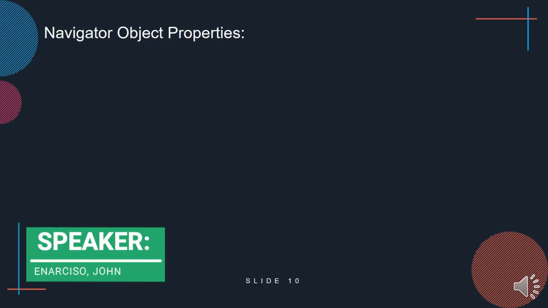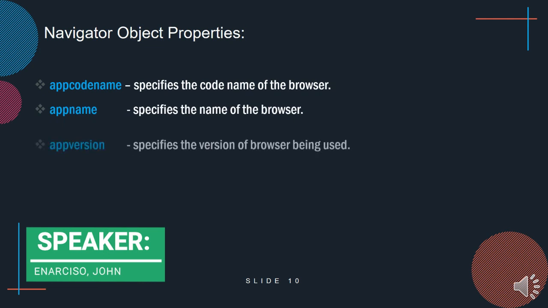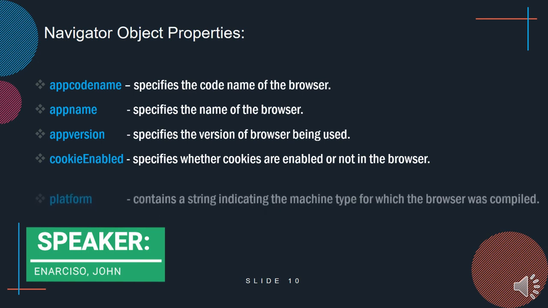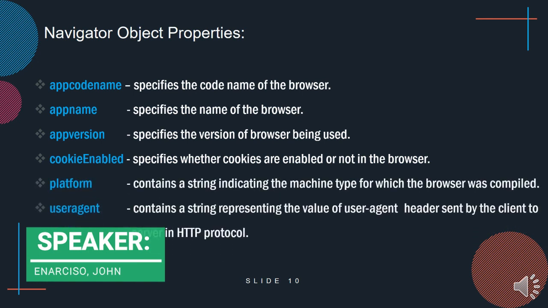Navigator object properties. The properties of the navigator object are the variables created inside the navigator object. We can access a navigator object property as navigator.propertyName, where propertyName is the name of the property. First is appCodeName, which specifies the code name of the browser. appName specifies the name of the browser. appVersion specifies the version of the browser being used.